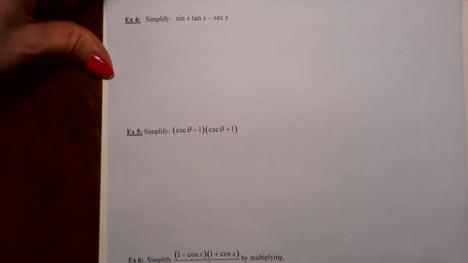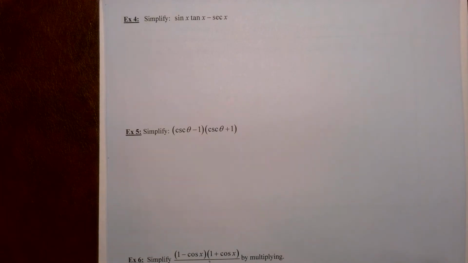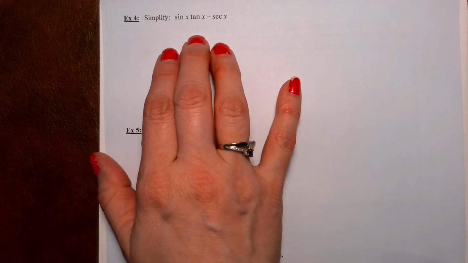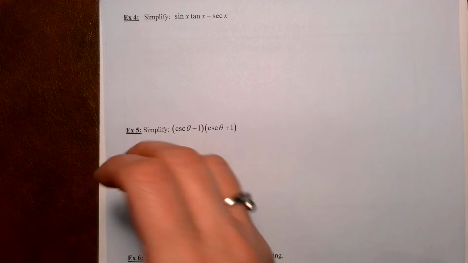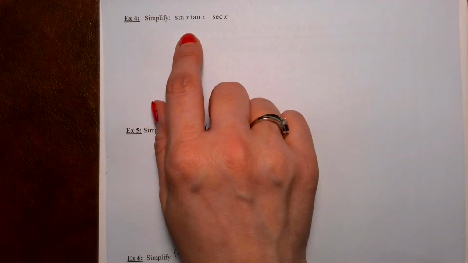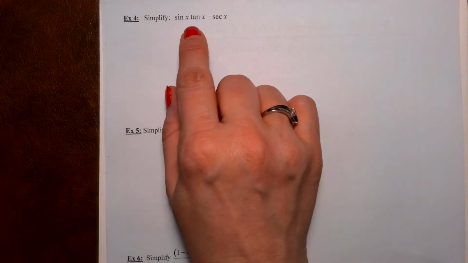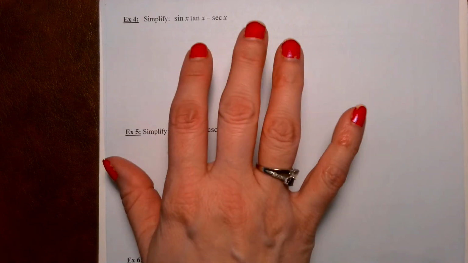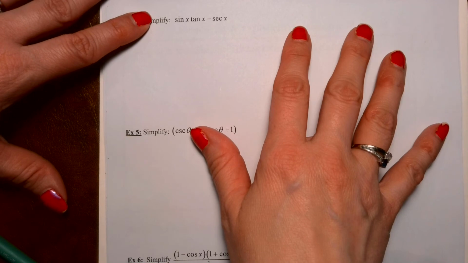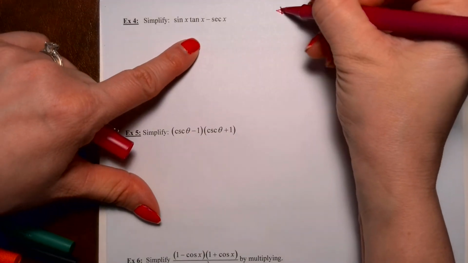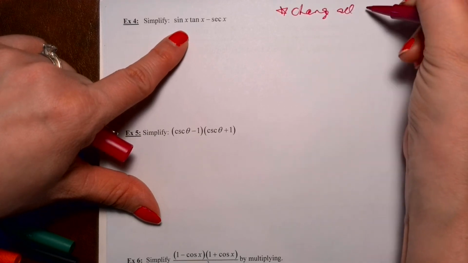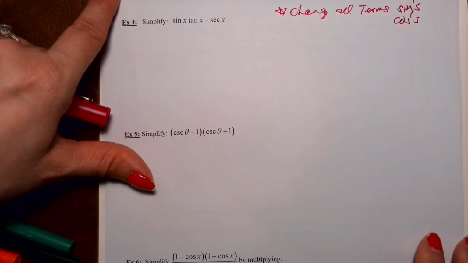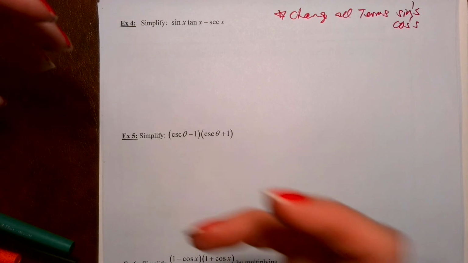Okay, this next one doesn't come with any clues at all, does it? Do you think it would be a good idea to maybe look at the Pythagorean identities? No, because nothing is squared. All right, I see sine, I see tangent, I see secant. Those don't match at all. All right, so what's another technique you remember learning? We can change all the terms to sines and cosines. Let's make everything be sine and cosine, and then we'll have something to work with.